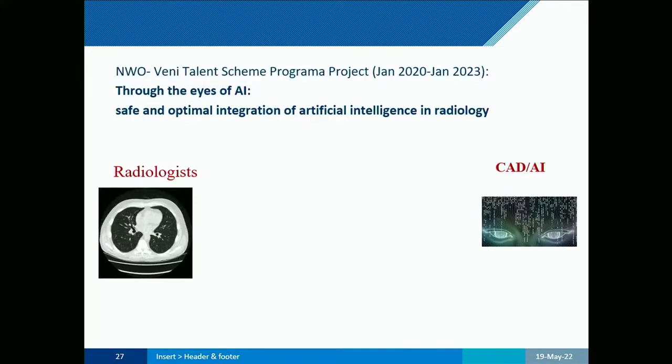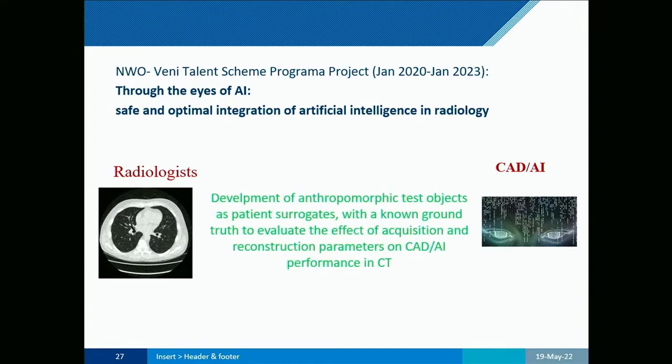And right now I have a VENI project, and I'm interested in how to optimize the imaging chain when your observer is not human. So for that, one of the things I do is to develop anthropomorphic objects that can be used as a surrogate of the patient, and do all sorts of tests with them to see how the CAD or the radiologist looks at the images and what they can detect or perceive depending on the protocol we select on the CT.